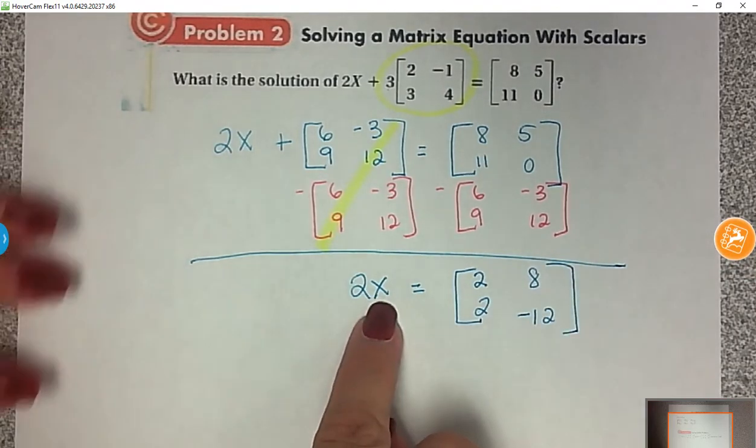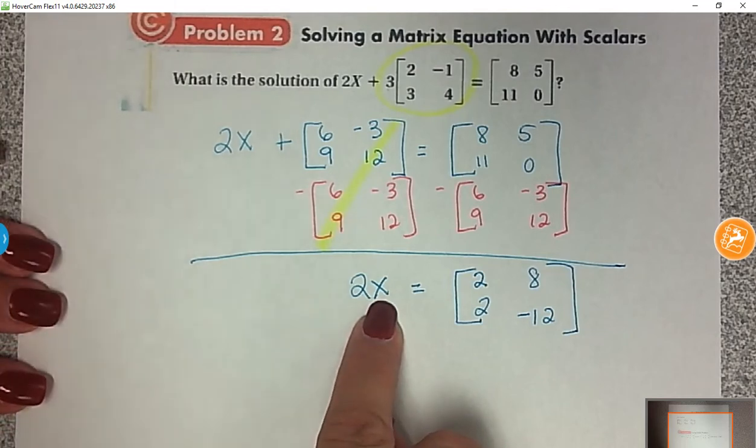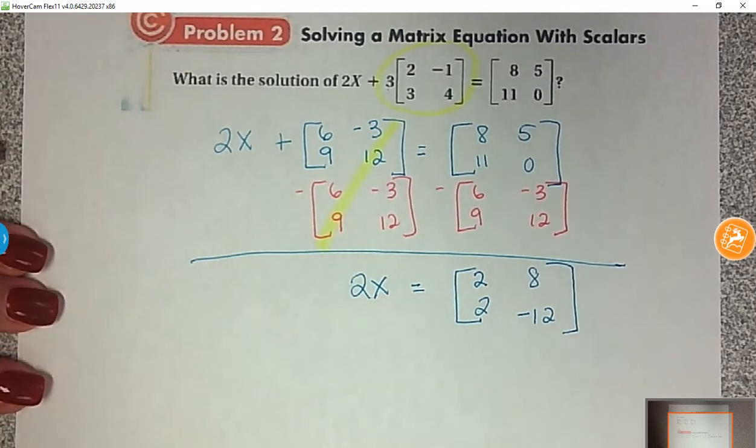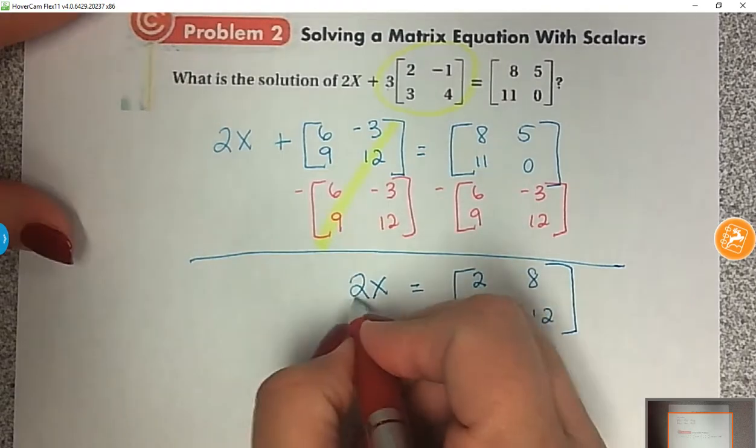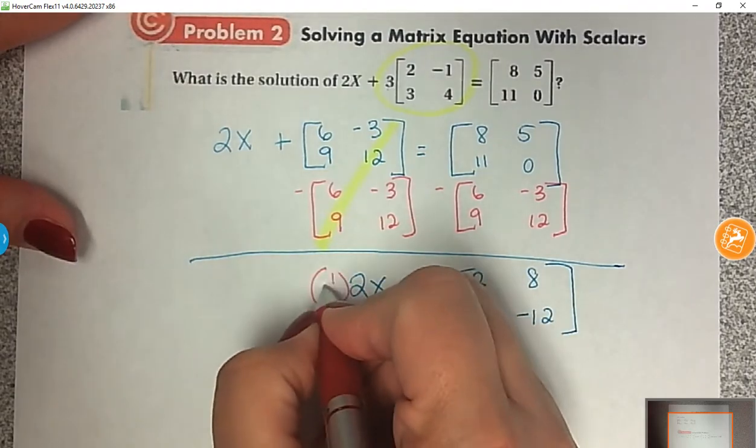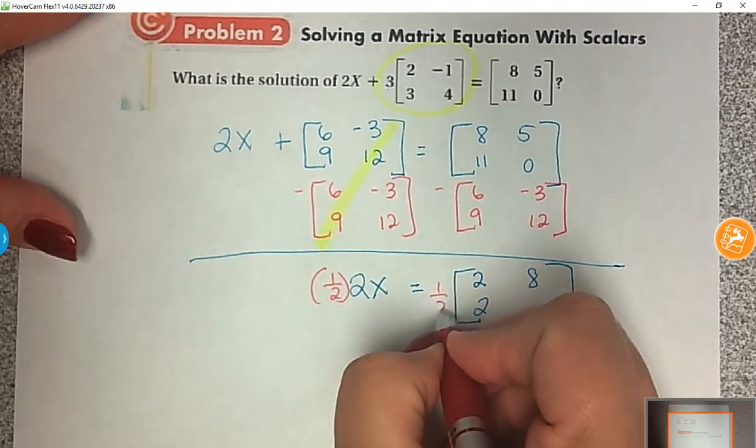And now I have to get this x by itself. In other equations, we would just simply divide both sides by 2, but there is no rule about division with matrices. So what we've got to do is figure out how to do this with multiplication. So I'm just going to multiply by the reciprocal of 2, which is 1/2.